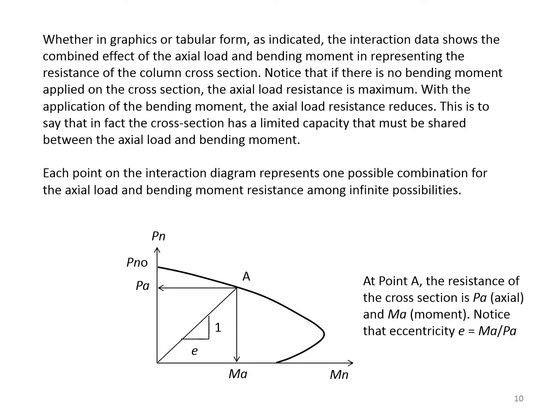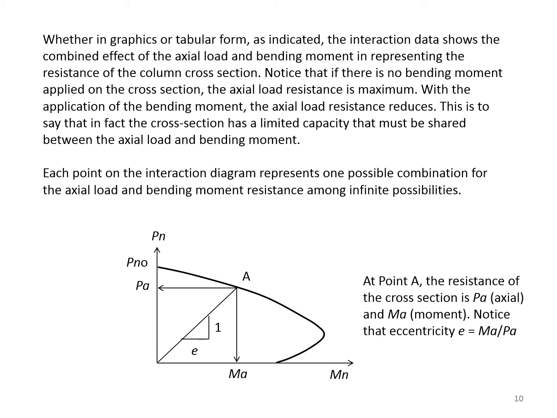Whether in graphics or tabular form, as indicated, the interaction data shows the combined effect of the axial load and bending moment in representing the resistance of the column cross-section. Notice that if there is no bending moment applied on the cross-section, the axial load resistance is maximum. With the application of the bending moment, the axial load resistance reduces. This is to say that in fact the cross-section has a limited capacity that must be shared between the axial load and bending moment. Each point on the interaction diagram represents one possible combination for the axial load and bending moment resistance among infinite possibilities.